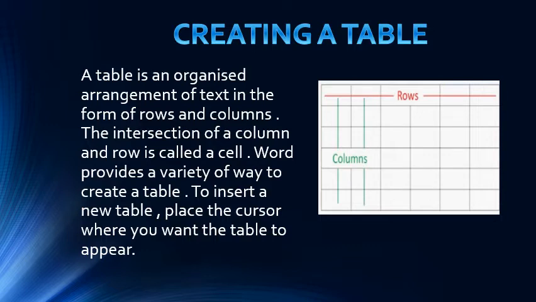Creating a table. A table is an organized arrangement of text in the form of rows and columns. The intersection of a column and a row is called a cell. Word provides a variety of ways to create a table. To insert a new table, place the cursor where you want the table to appear.